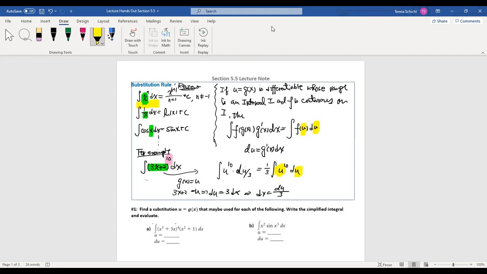So to me, the substitution rule is kind of like a detective game. You have to see which one you need to assign to be the u function.